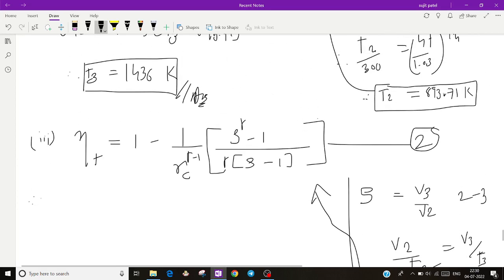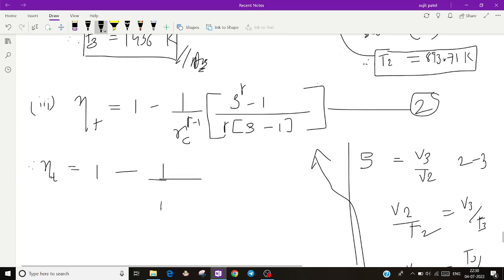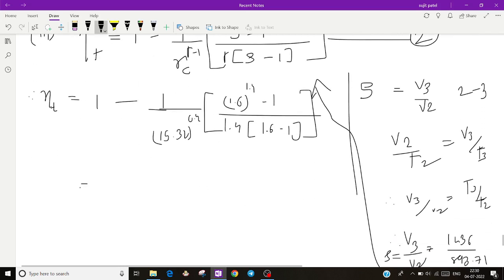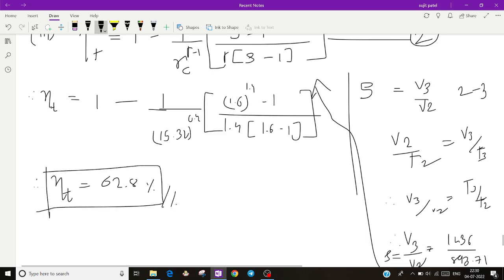So thermal efficiency is equal to 1 minus 1 upon 15.32 to the power 0.4, and 1.6, that is the cutoff ratio, to the power 1.4 minus 1, divided by gamma, which is 1.4, and cutoff ratio 1.6 minus 1. We have all the values now. Put those values and you will get the efficiency as 62.8%. That is the thermal efficiency, and this is the answer, and this is the way you can solve this question.